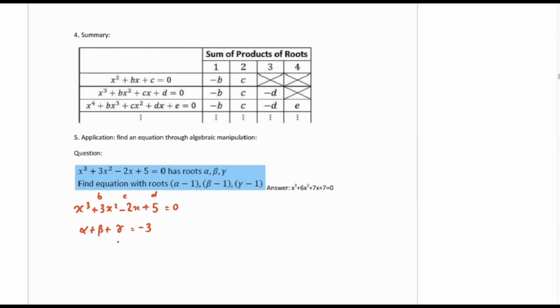And after that, we also know that alpha beta plus alpha gamma plus beta gamma is equal to C, which is negative 2. And after that, if we take three roots and multiply, alpha beta gamma is equal to negative D, which is negative 5 here. So from here, we have to make use of these three pieces of information to answer the question.